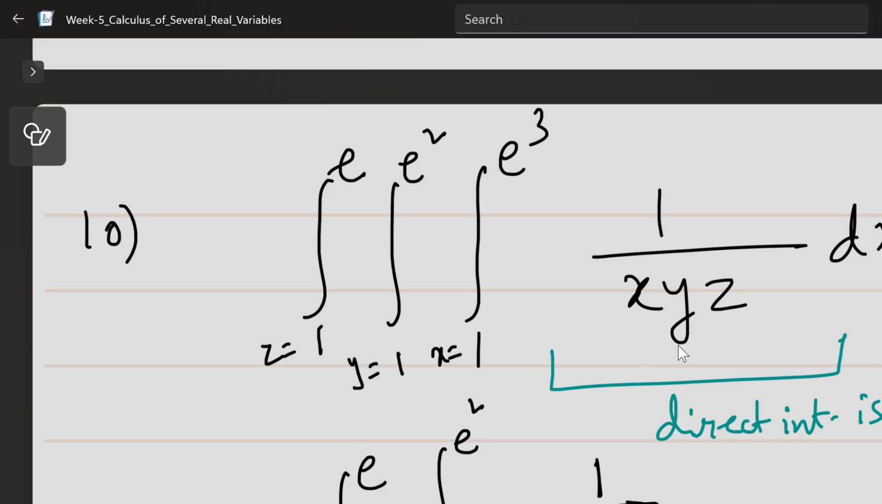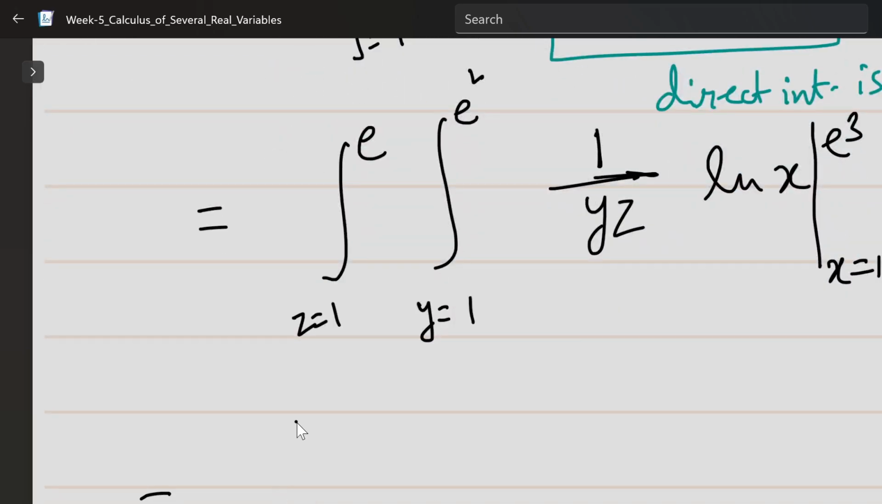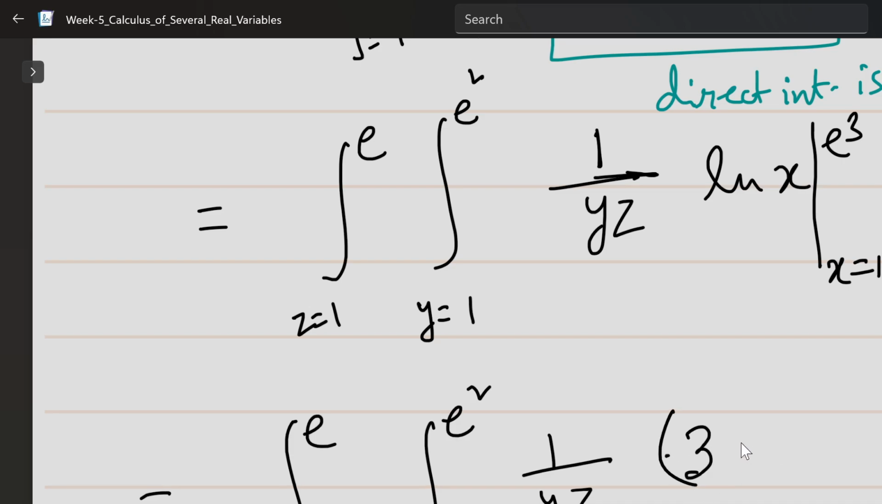So why is it taking as constant, treated as constant? So it will come outside, and 1 by x integral is ln x. So it is x from 1 to e cube, and dy dz. So what is this? z is from 1 to e, y is from 1 to e square, 1 by yz into ln of e cube is 3, right? 3 minus 0.